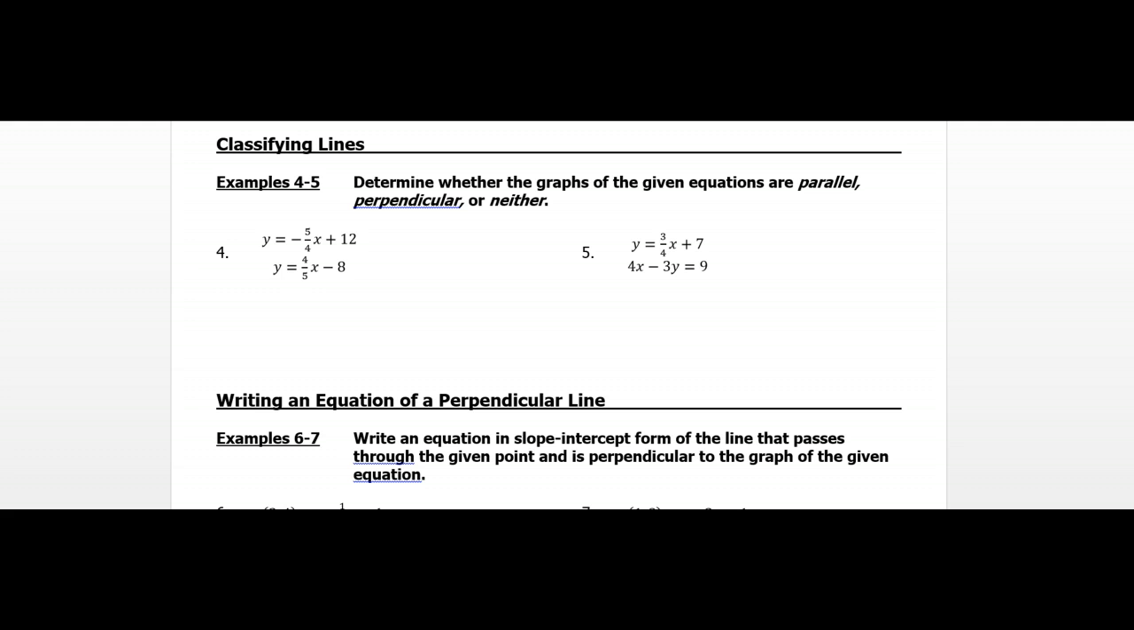So down here in examples 4 and 5, we're going to take two equations of lines and classify them as either parallel, perpendicular, or neither. For number 4, I have the equation y equals -5/4 x plus 12, and the second equation is y equals 4/5 x minus 8. The slope of the first line is -5/4. The slope of the second line is +4/5. The first thing we notice is that these are opposite slopes: one is negative, one is positive. Second, 5/4 and 4/5 are reciprocals of each other. So because the slopes are opposite reciprocals, we know these are two perpendicular lines.